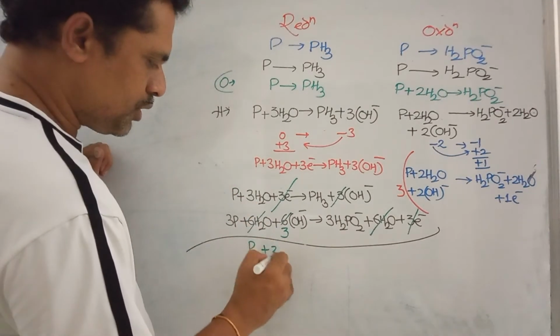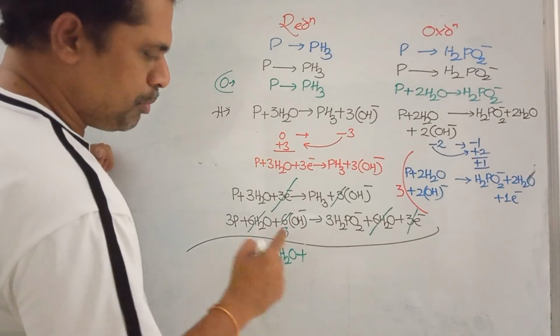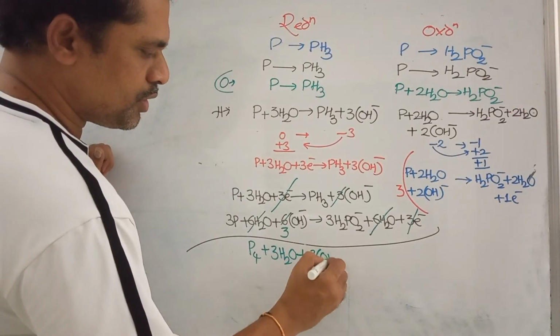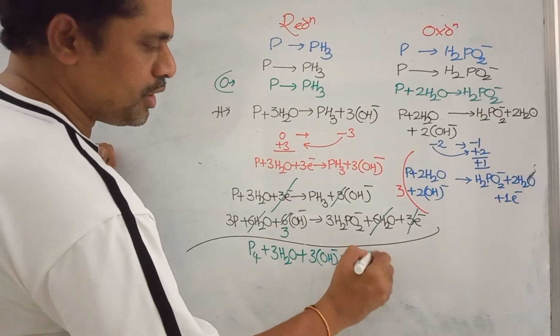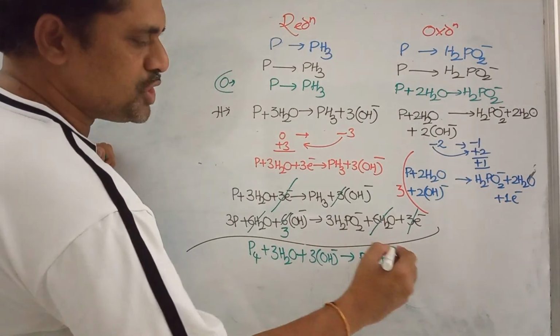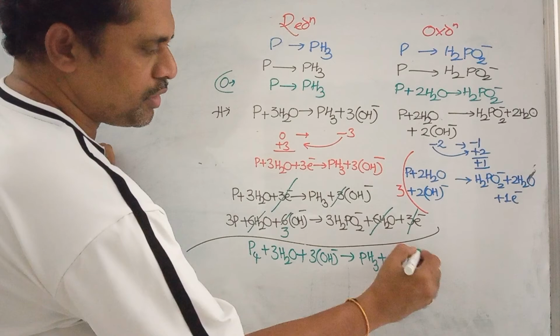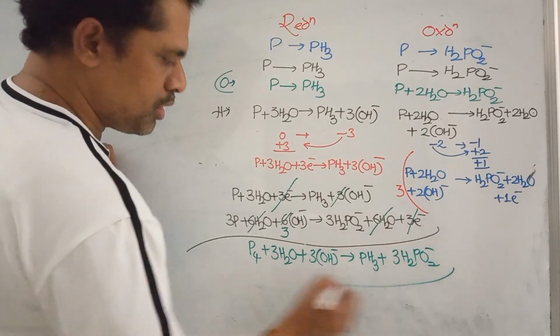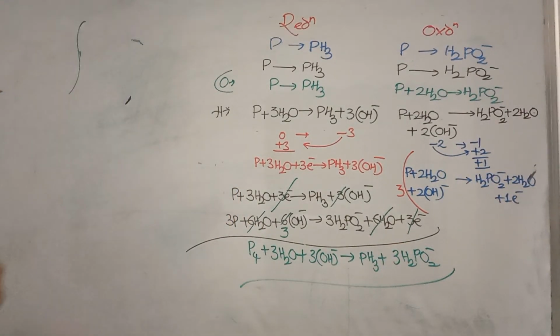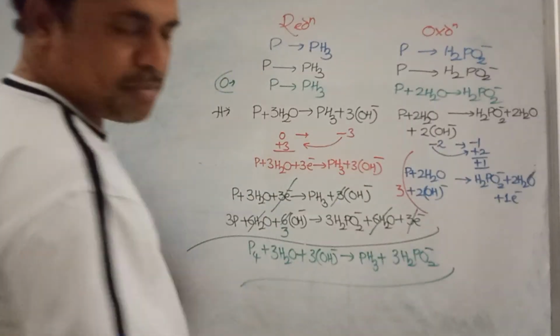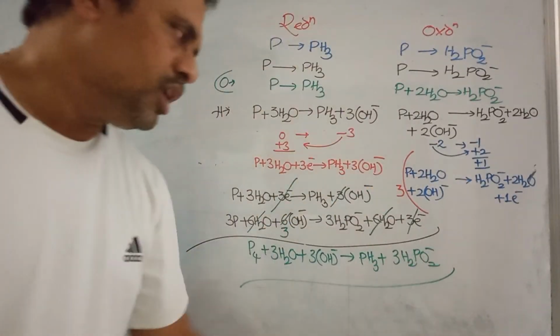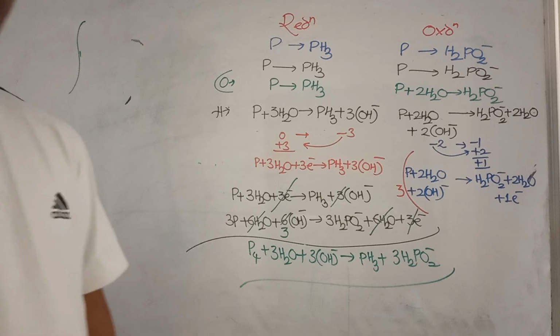3 H2O plus 3 OH minus gives rise to PH3 plus 3 H2PO2 minus. It is the balanced equation. You can check left hand side, there are 3 OH minus, that means 3 minus charges are present here and 3 minus charges are present here. This is one wonderful equation.